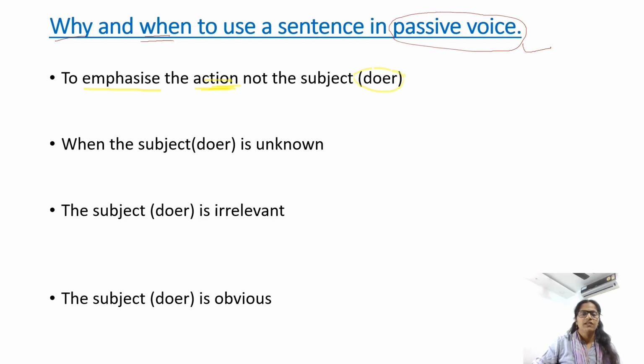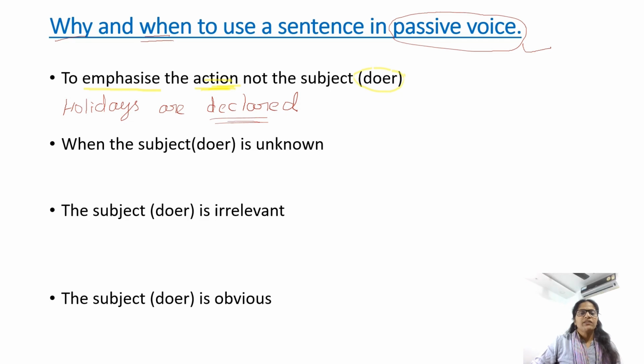For example, holidays are declared. Here, whoever declared the holidays is not important. Who declared is not important. What is important? That the holidays are declared. The action is more important. So, whenever we want to emphasize the action, we should use a sentence in passive voice.